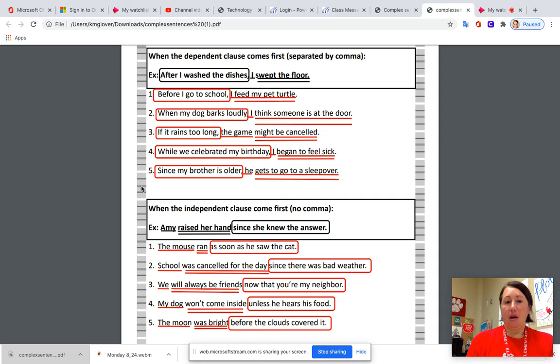Okay? But the biggest thing to remember, dependent clause means that it is dependent on another part of the sentence. It cannot be there by itself. If it's independent, that means that it can be a sentence by itself without help from another part of the sentence.